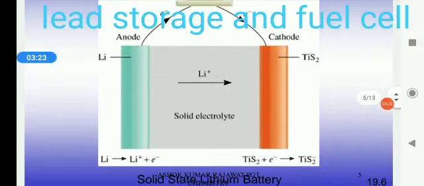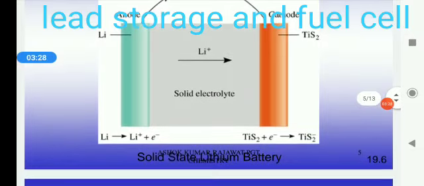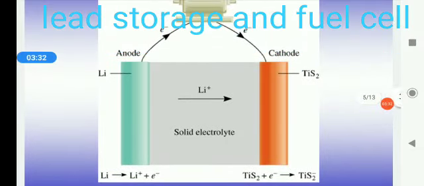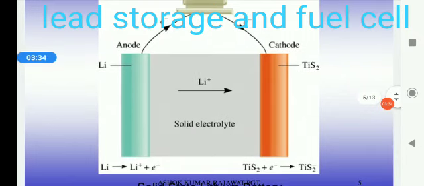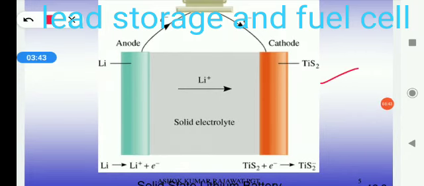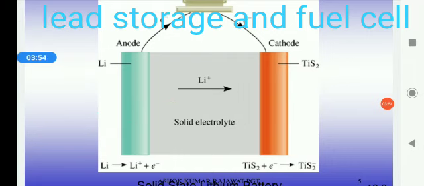Now the next battery is the solid state lithium battery, in which the anode is made up of lithium and the cathode is made up of titanium sulfide. Lithium plus. This battery is used in mobile phones. Lithium battery is used in mobile phones.